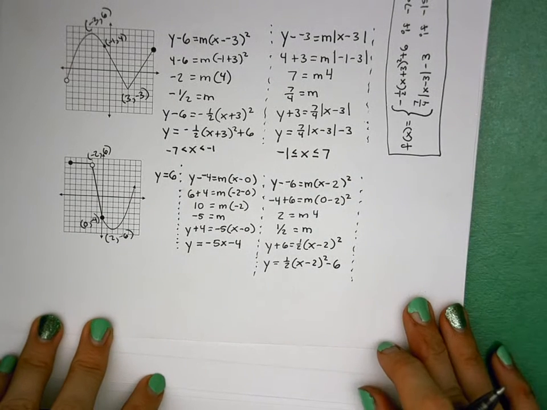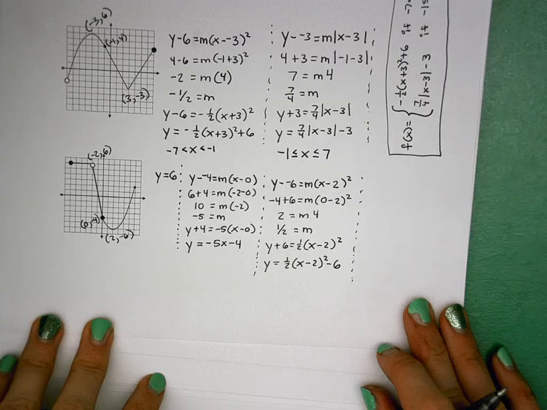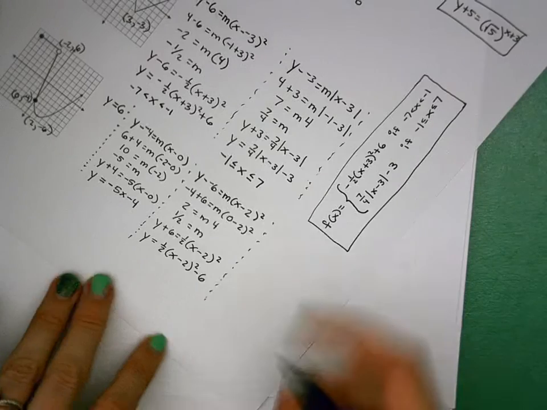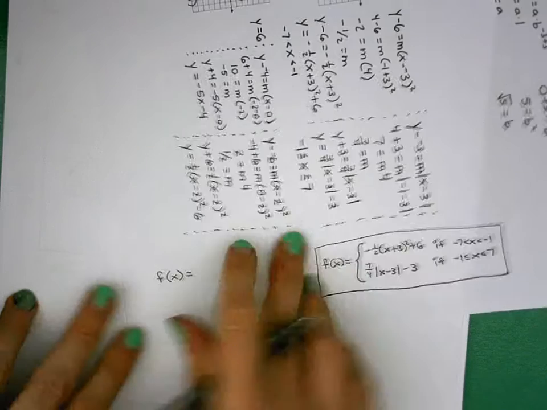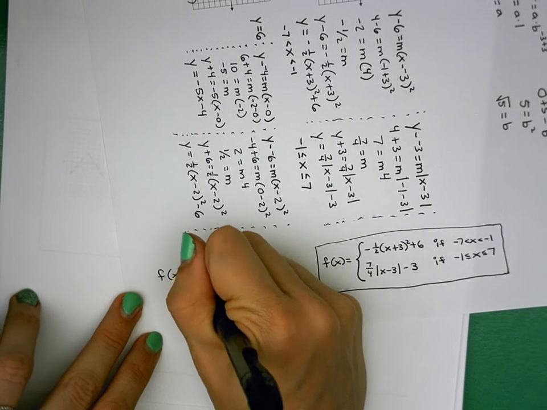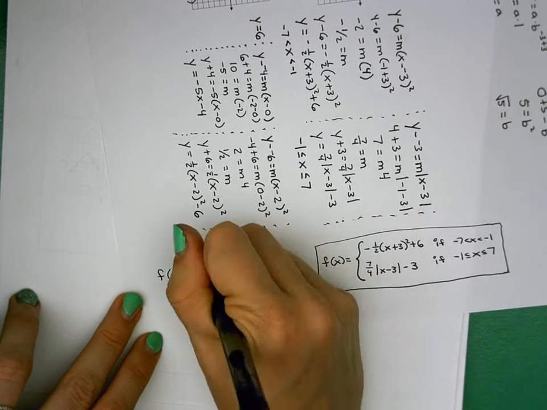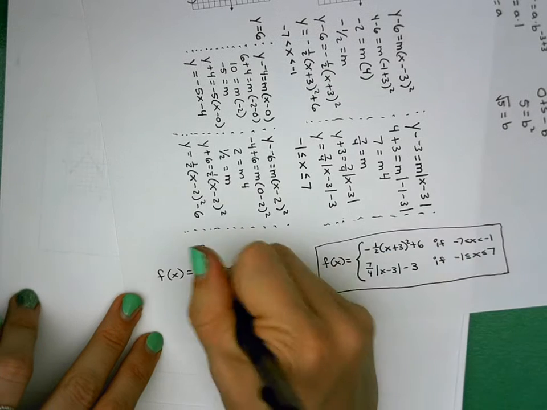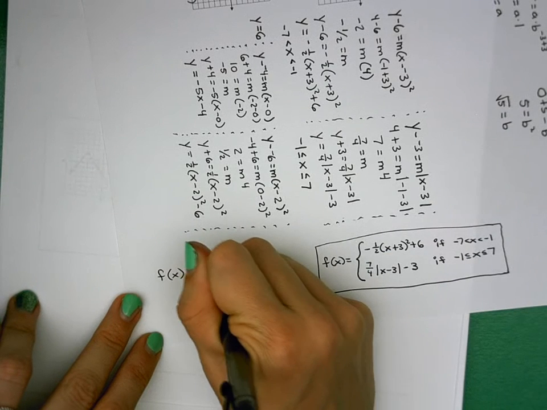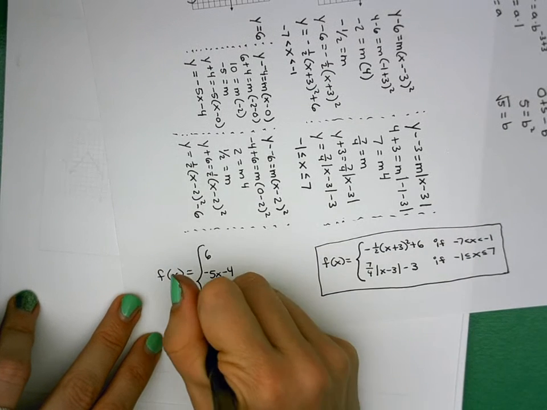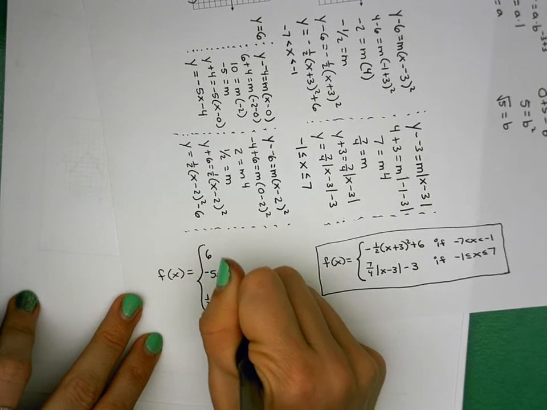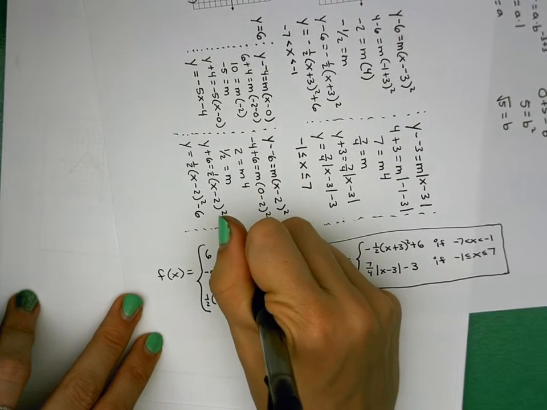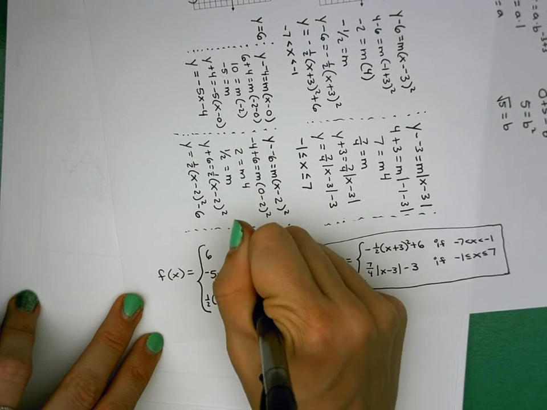Okay. And so then our piecewise, let's go ahead and put those in. We have f of x equals, and then my 3 equations. We've got 6, we have negative 5x minus 4, and we have 1/2 times the quantity of x minus 2 squared minus 6. The only thing we still need to figure out are those intervals.